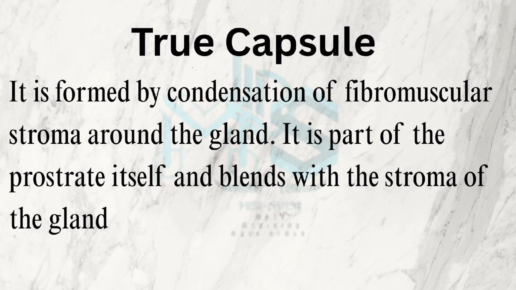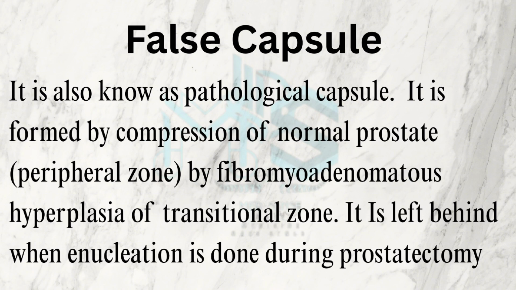Now let's look at what the false capsule looks like. Now for the false capsule, it is also known as pathological capsule. So another name for the false capsule is pathological capsule. It is formed by compression of normal prostate by fibromyoadenomatous hyperplasia of the transitional zone. It is left behind when enucleation is done during prostatectomy.